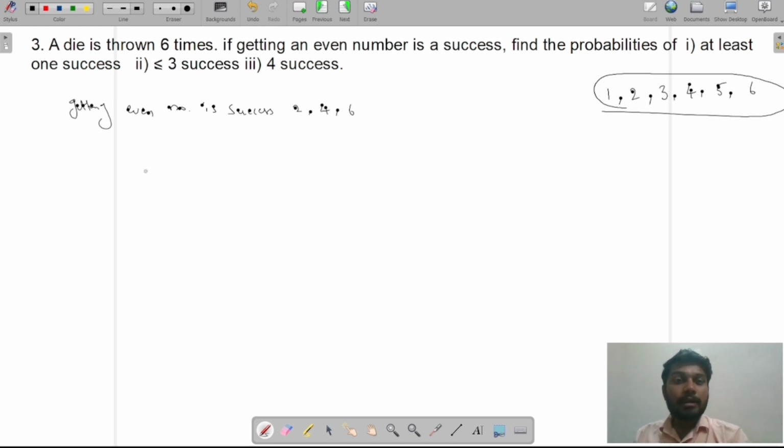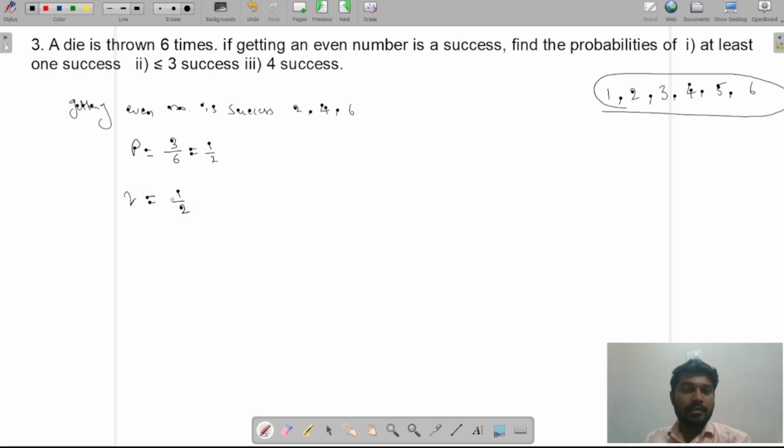Then what is the probability P here? Favorable events by total number of events. How many favorable events do we have? Getting an even number: 3. So 3 by 6, which we can write as 1 by 2. I hope everyone is clear. Then if P is 1 by 2, what will be the value of Q? It is also 1 by 2.